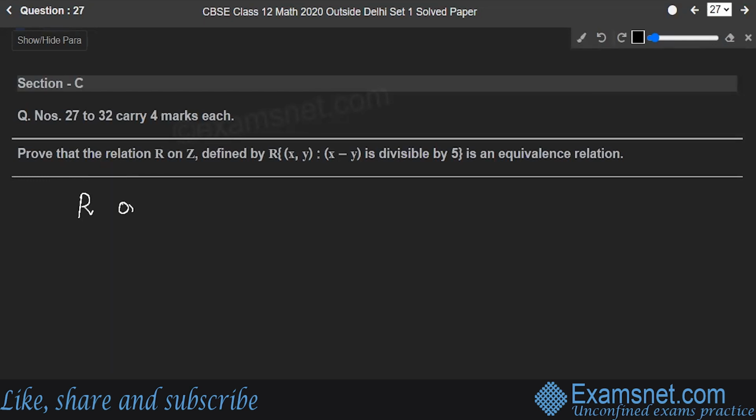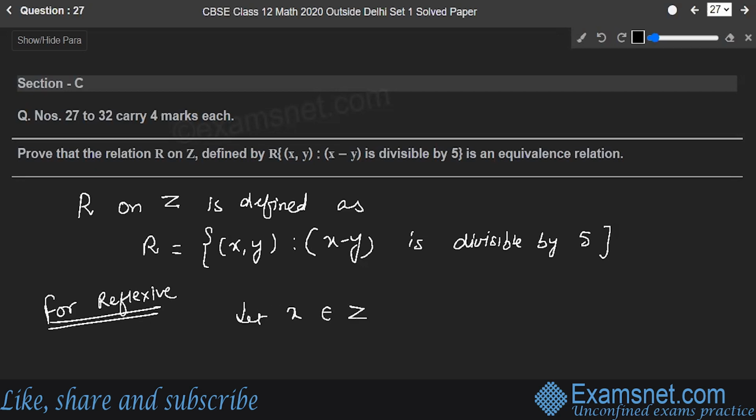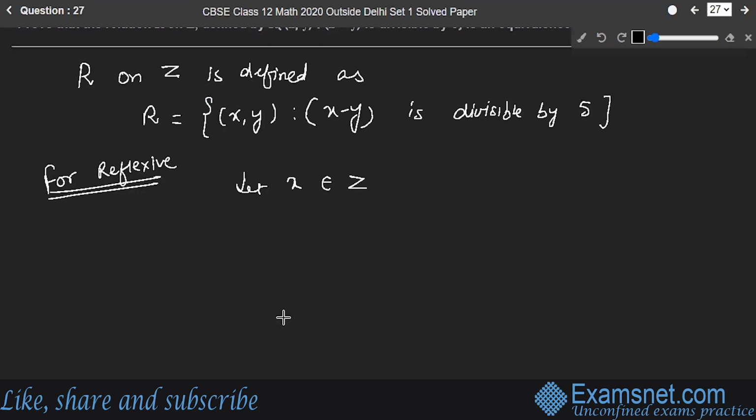R on Z is defined as R is the set of ordered pairs (X, Y) such that X minus Y is divisible by 5. Now for reflexive, we have to check for reflexivity. Let's say X belongs to Z, and then X minus X will be equal to 0, which is divisible by 5.